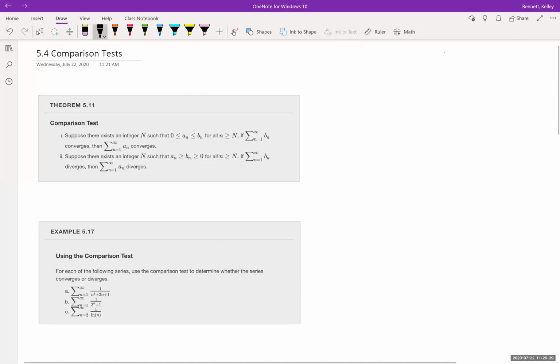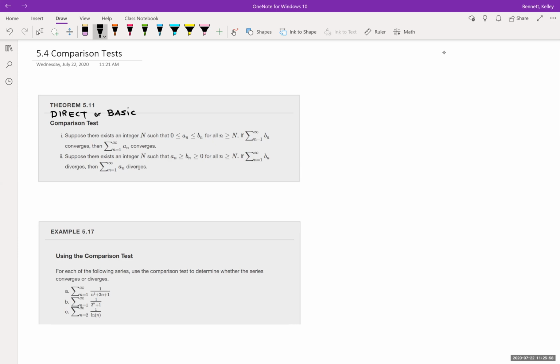Hey everyone, welcome to 5.4 on comparison tests. So today there's just two tests we're going to learn, direct comparison, sometimes called basic comparison. And then we'll go over the integral test. So direct comparison is just that you have two sequences. Well, you're given one sequence, and then you're asked to determine whether or not it converges or diverges.